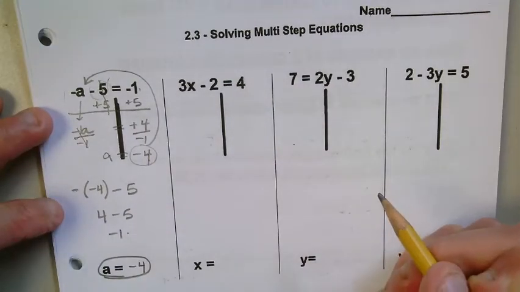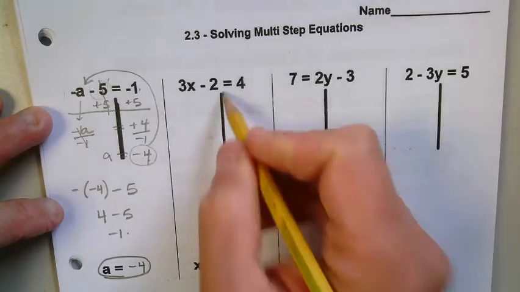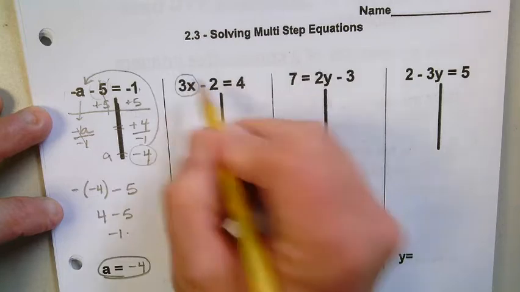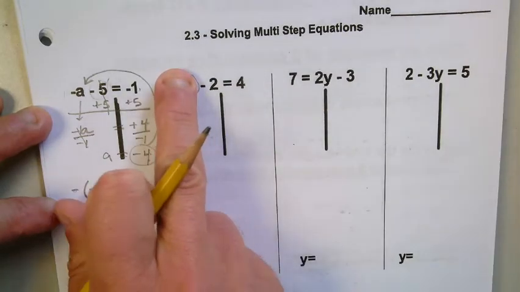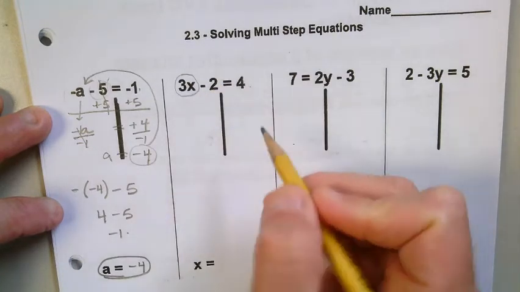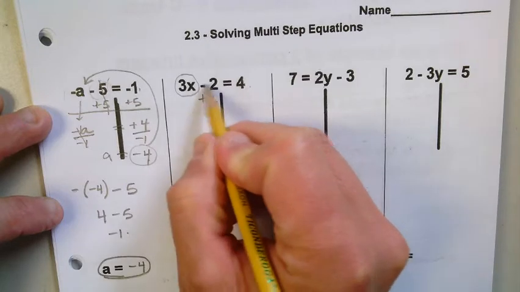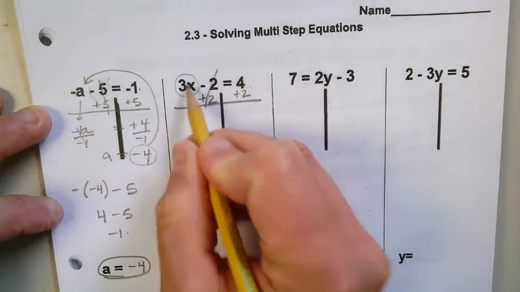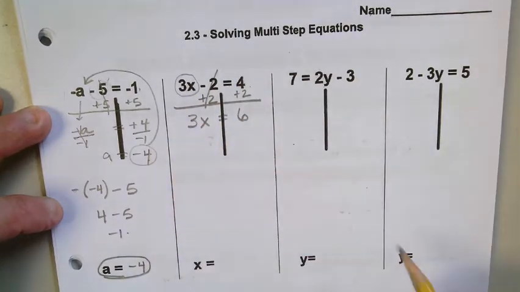Let's see here. I'll just do this one right here. Now we want to get 3x by itself. We want to isolate that 3x. So I'm going to cover that up and ask myself on the left-hand side of the equation, how do I get this negative 2 over to the other side? Well, the opposite of minus 2 is plus 2. So in the end, I'm going to take 3x, set that equal to 6.